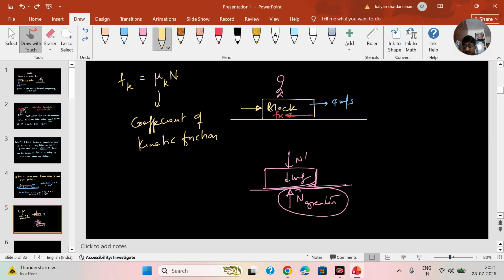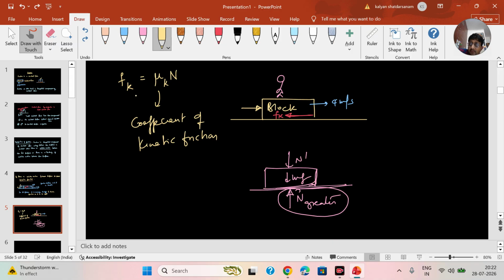The normal force is more, the interlockings are stronger, and friction will be stronger. So the kinetic friction is given by this constant mu k. It's called coefficient of kinetic friction, multiplied by the normal contact force. Now, this coefficient of kinetic friction is a dimensionless constant. It has no dimensions. It's just a proportionality constant.